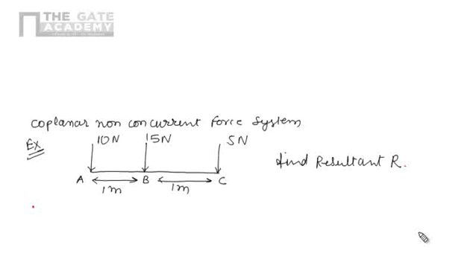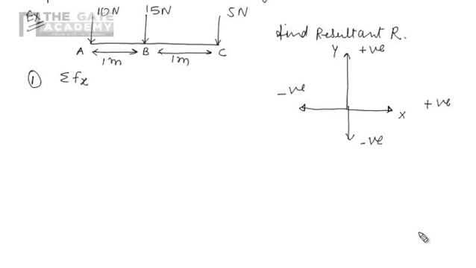So our first step, we have to find out sigma Fx. So we know our coordinate axes are like that: x-axis, y-axis. This one is positive x, this one is negative x, this one is positive y, and this one is negative y. So sigma Fx, if you see all the forces, 10 Newton, 15 Newton and 5 Newton, are acting in the downward direction, that is along the y-axis. So sigma Fx obviously will be 0.